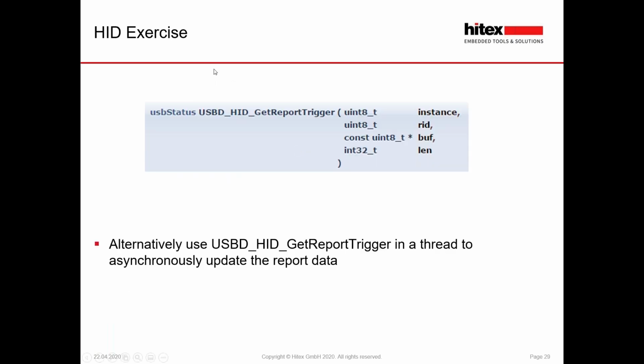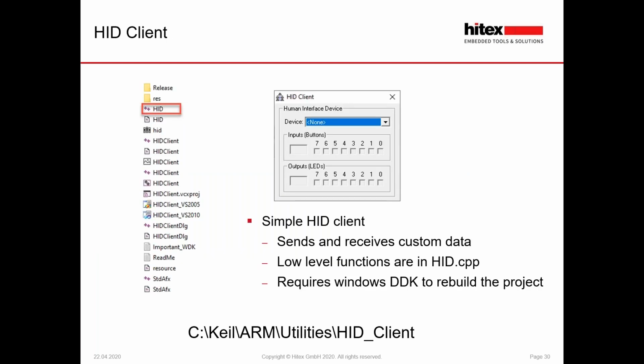And then in the background, we have this get report trigger. So if we want to, we can talk to the library instance, the report ID, and then give it some data to update that buffer. So we have some fairly simple functions that we need to modify, and this will stream data to and from the host.